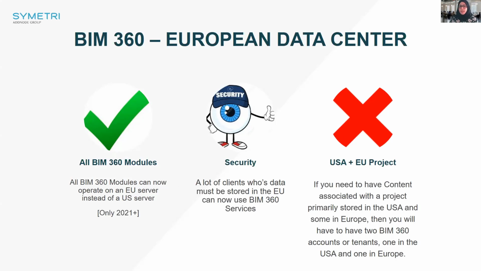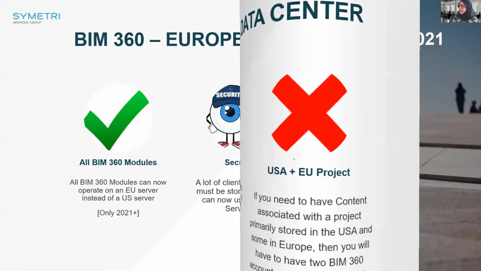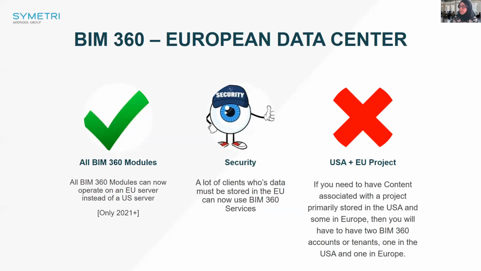And in terms of using, if you are going to take on board the EU server, we need to just be aware that the content between your US and your EU server is not compatible. You cannot move them from one to another across the system. So if you need to have content associated with a project primarily stored within the US and some in Europe, then you'll have to have 2 BIM 360 hubs or tenants, one with the US and one with the EU. So that's just something to watch out for in 2021.